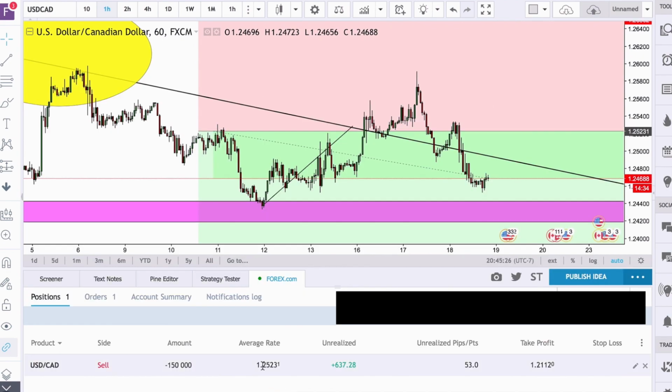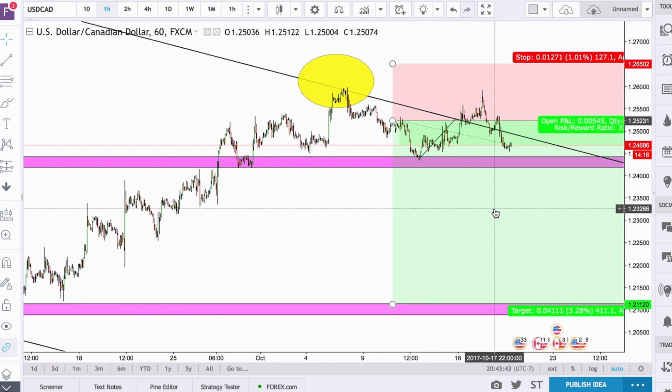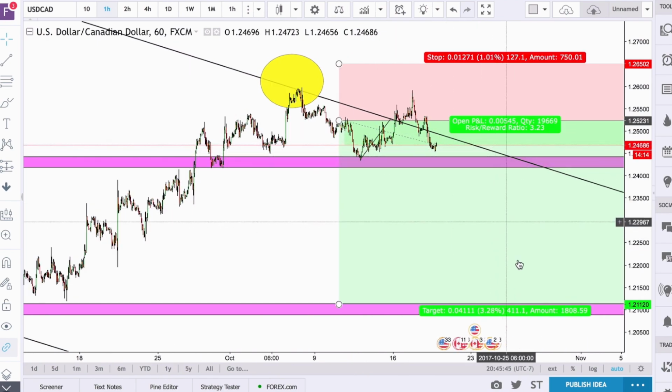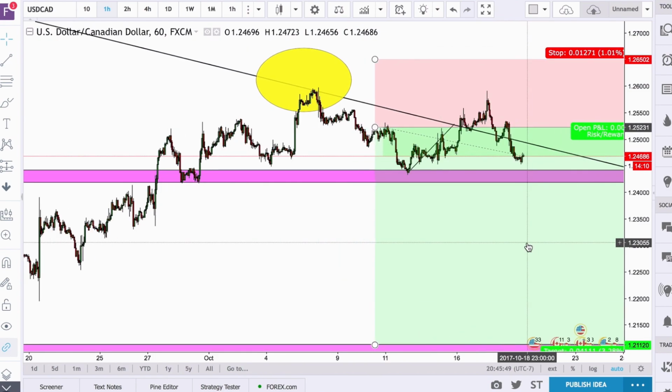and here's my account. 125.231 is my rate. I did end up getting a bigger position, and my profit right now sits at $637. But I am sitting on this trade. I'm not going to sell it. I'm just going to ride this all the way down, hopefully down to 121, 120.